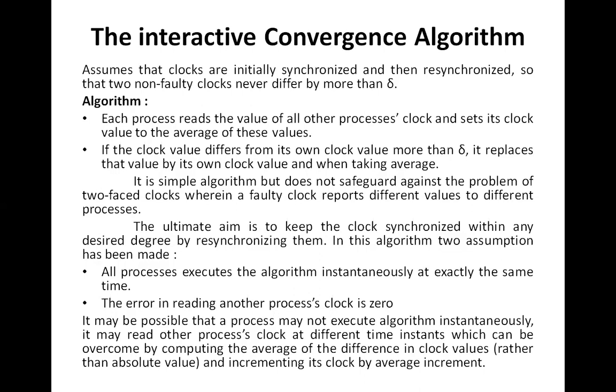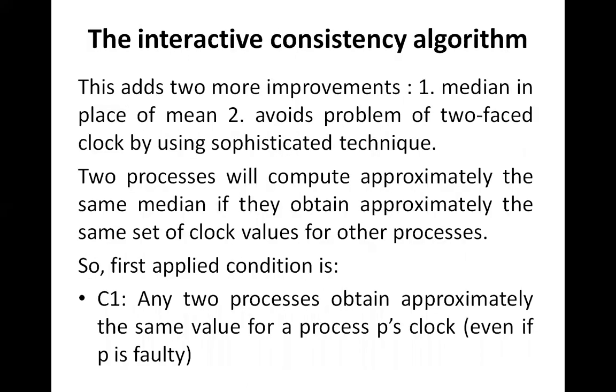So in this way, all the processes are going to converge on a common value by resynchronizing and adopting this algorithm to work together. So this is about the interactive convergence algorithm. The second one is the interactive consistency algorithm. In this interactive consistency algorithm, two improvements have been made in comparison to the interactive convergence algorithm.